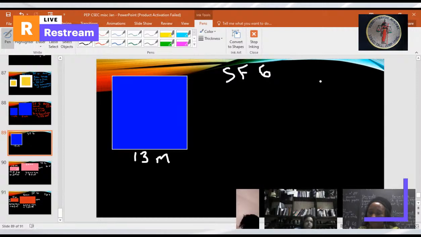Okay, miss. So 13 times 6 is 78, which would be the one side of the bigger square. So 78 times 78 is 6,084. And to get the difference of the two areas, miss, I subtracted the area of the small square, which is 169, from the 6,084. I don't think I did that correctly. Try again.